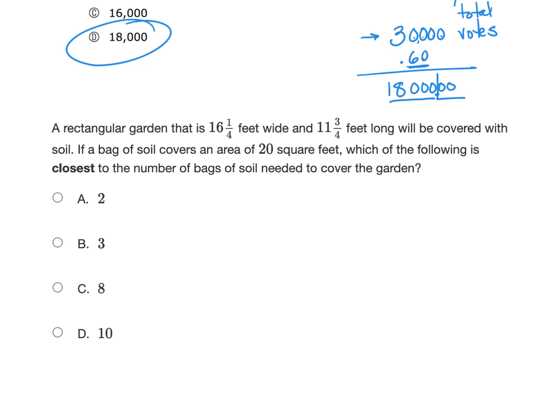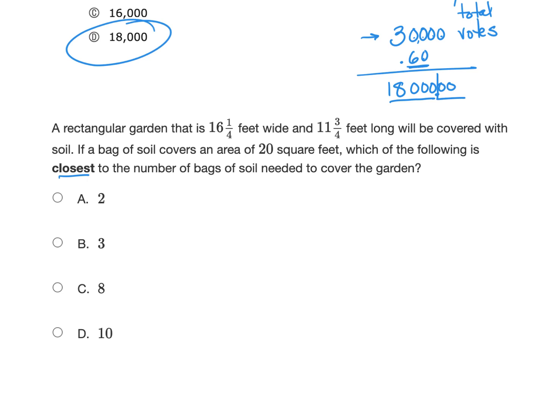Okay, last problem. A rectangular garden is 16.25 feet wide by 11 3/4 feet long. That's going to be covered with soil. If a bag of soil covers an area of 20 square feet, which of the following is closest to the number of bags of soil needed to cover the garden?